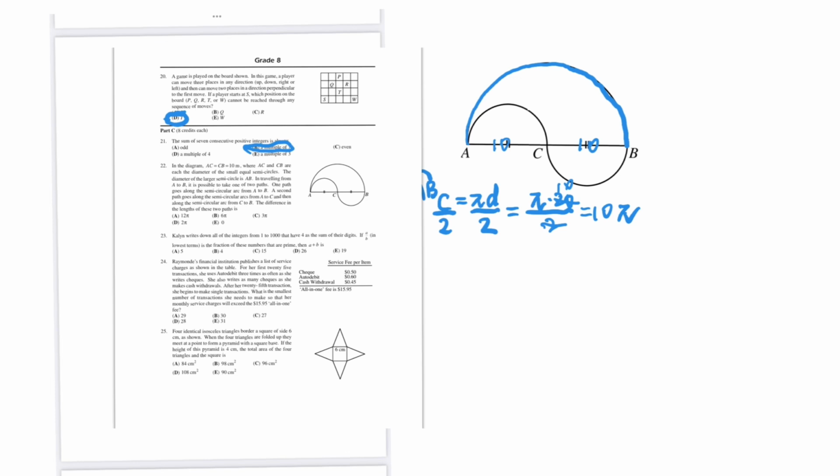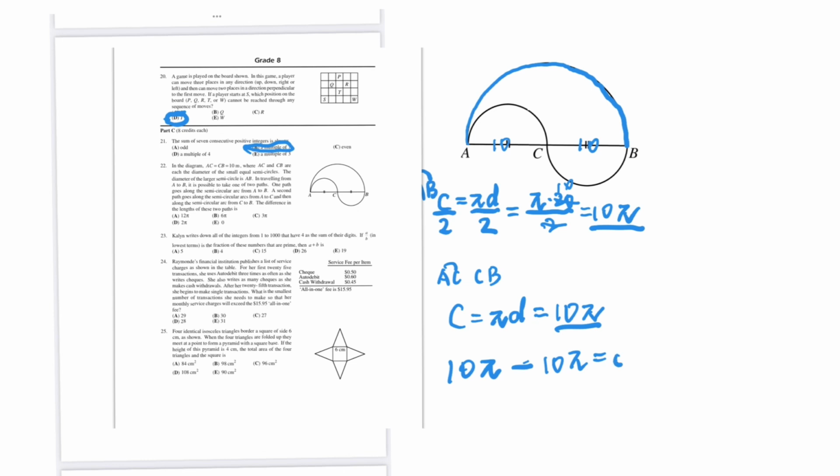The second path is from A to C and then from C to B. These two circles are identical, they're the same. So we just need to figure out the full circle circumference. Circumference is pi d, where the diameter of the smaller semicircle is 10. That's 10 pi. So the difference between the two paths, that's the big arc AB minus the AC arc and the C to B arc. That's 10 pi minus 10 pi, equal to 0. So the answer is E.